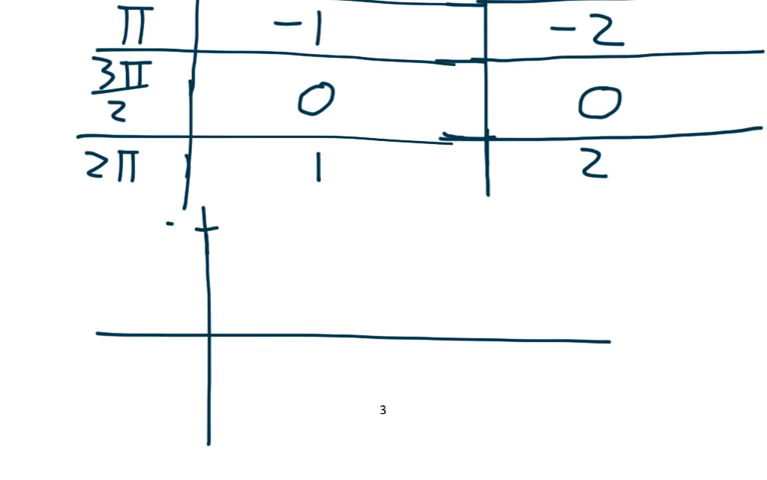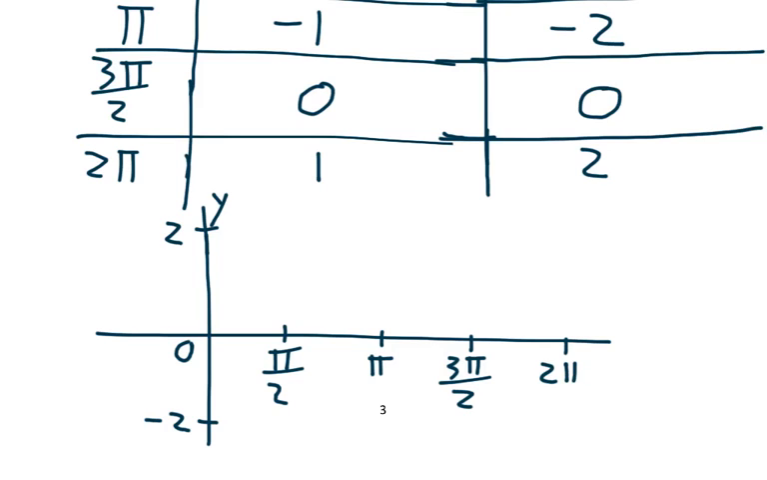So instead of 1, we're going to have 2 here. Actually, let me draw it over here. So we have 0. Here's pi over 2. Here's pi. Here's 3 pi over 2. And here's 2 pi. So at 0, we're not going to get 1. We're going to get 2.